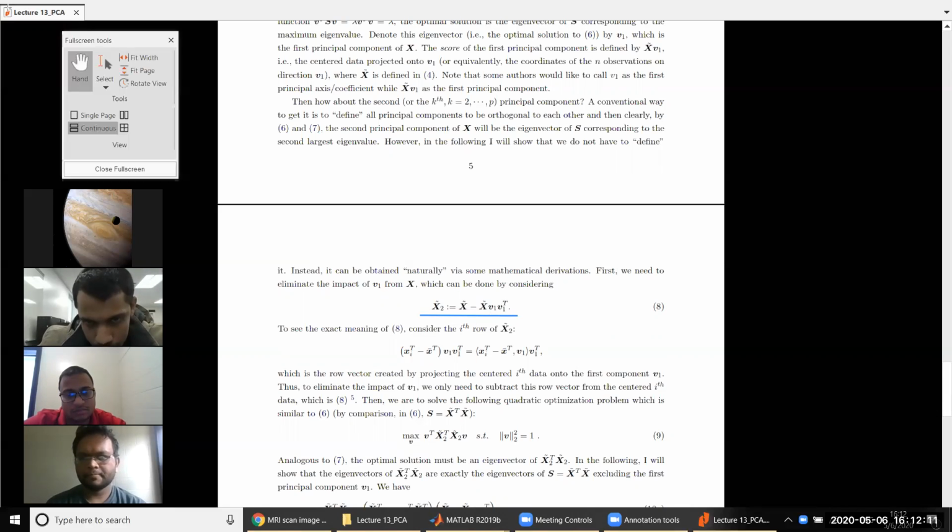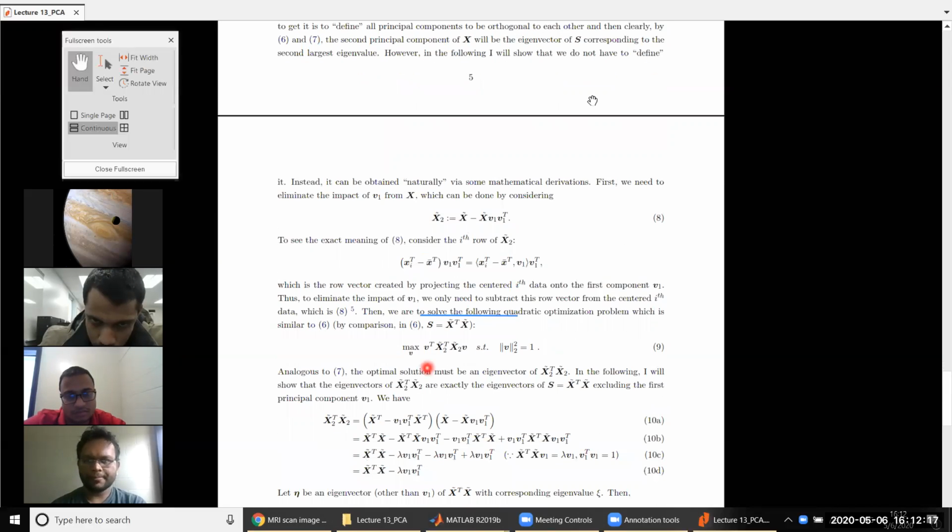Now I do exactly the same thing. For this X2, I try to solve this problem. Again, by the Rayleigh quotient, we know the solution of this V, we call it V2, must be the maximum eigenvector of this one, right? By saying maximum eigenvector, what I mean is the eigenvector corresponding to the maximum eigenvalue. Now let's have a look.